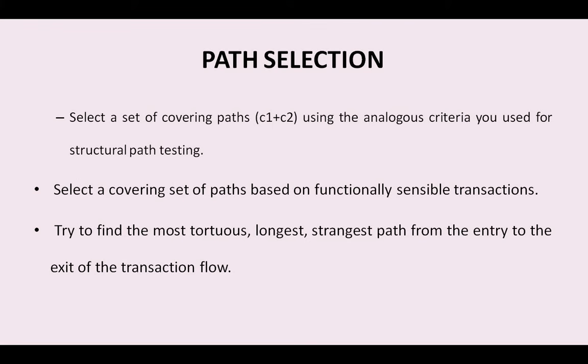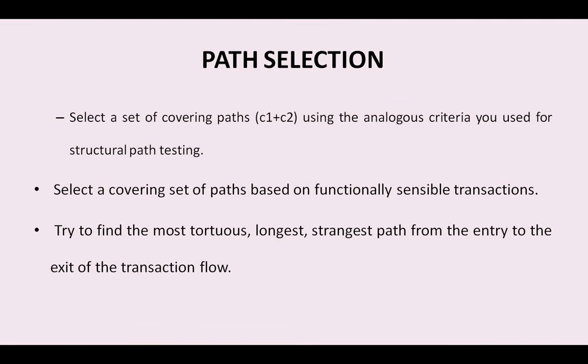So this criterion we are going to use here for entire path selection, and we are checking whether the set of paths is covered or not for all the transactions, especially for functionally sensible transactions. And we are finding the most important path, that is the most tortuous, longest, strangest path from the entry to the exit of the transaction flow. So we are trying not only the easy transaction flow paths, we are also trying to find the most tortuous path, which is the longest path, as well as the strangest paths. Whether these exist or not, we are also selecting for this. So path selection is a very important one.